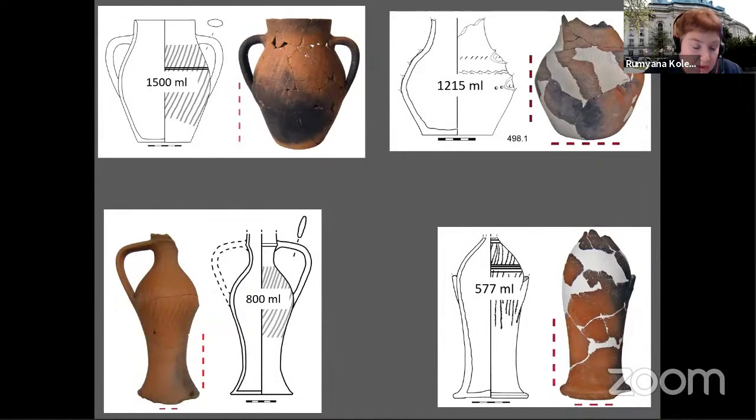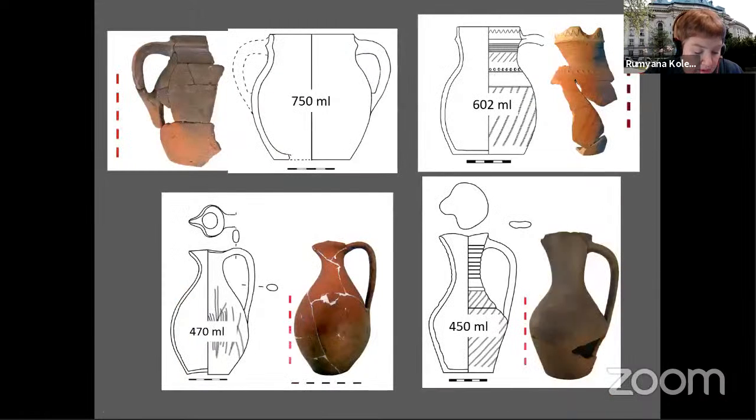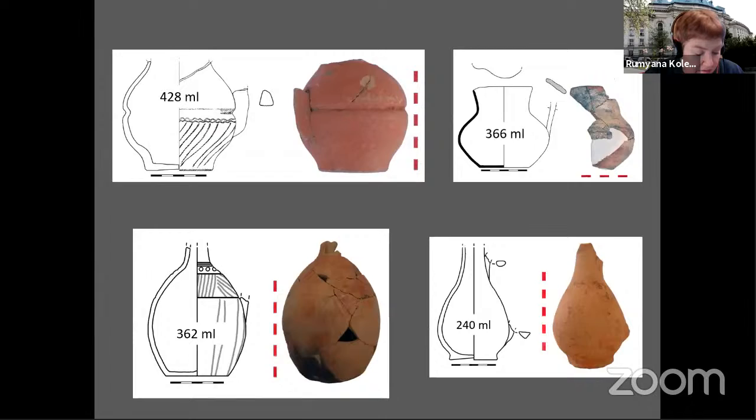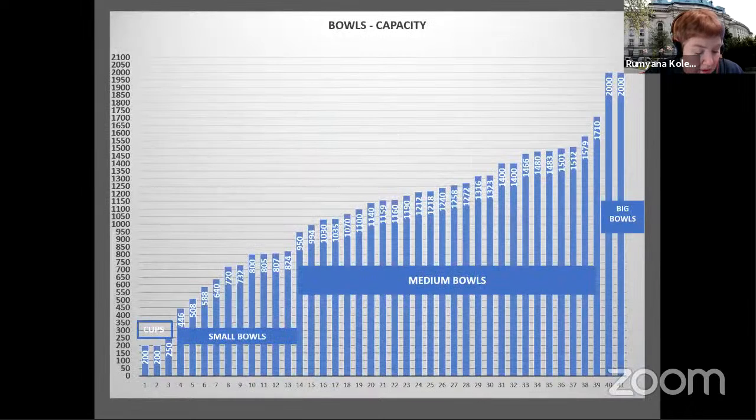Jugs of small and very small sizes make up most of the closed shapes. Their use as tableware is beyond doubt, and usually they have decoration. We can assume that the smallest of them were used for liquid spices. The rest are suitable for water, milk, wine, and other liquids.